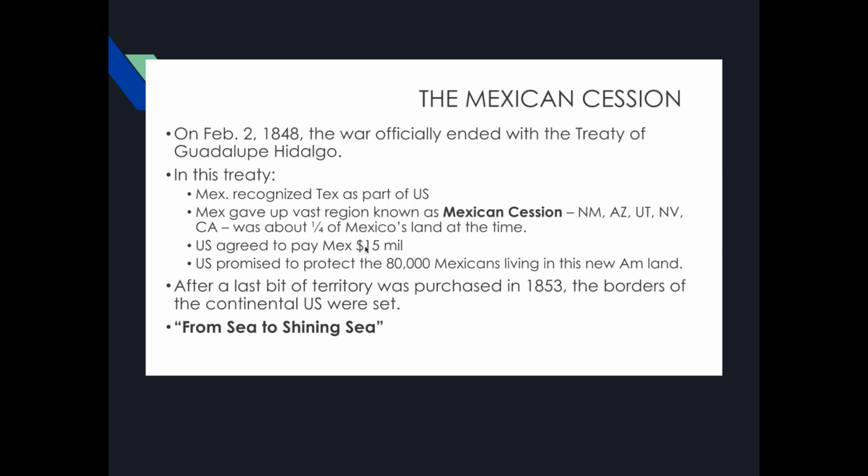The U.S. agreed to pay Mexico $15 million. Now, they originally offered $25 million, and now they're offering $15 million. The U.S. also promised to protect the 80,000 Mexicans living in the new American land. After a last bit of territory was purchased in 1853, the borders of the continental U.S. were set from sea to shining sea.